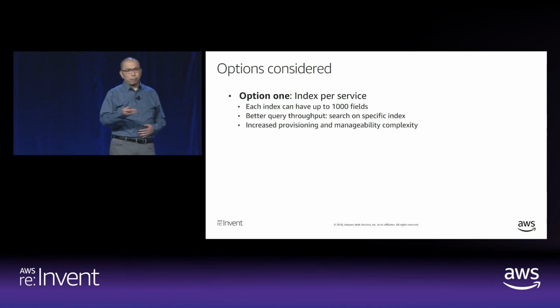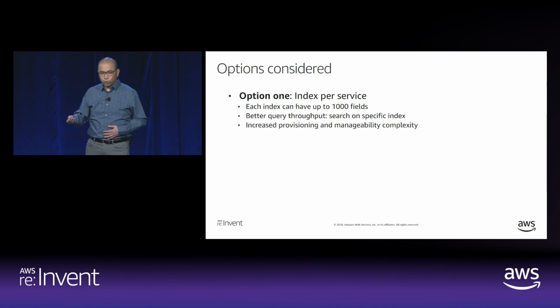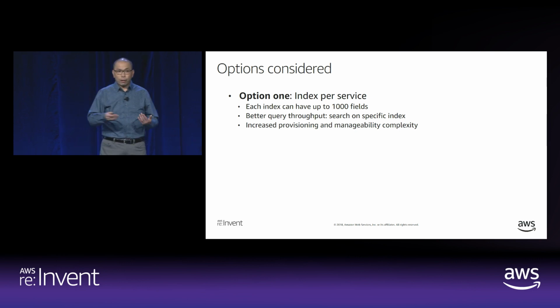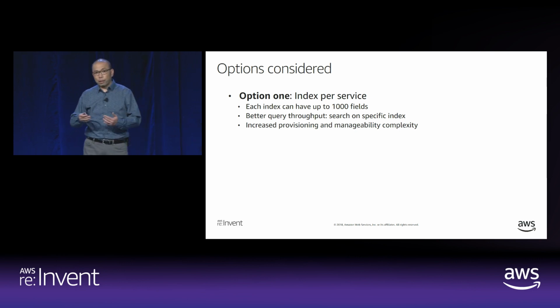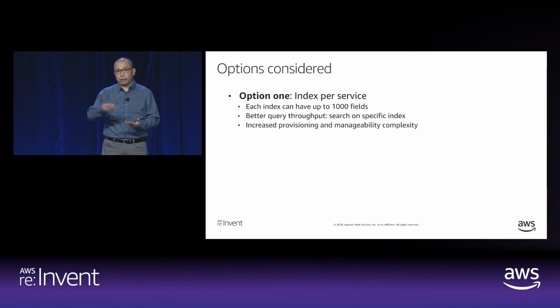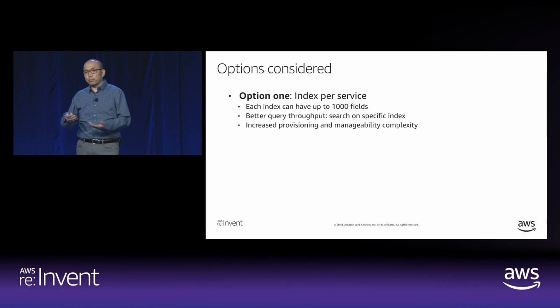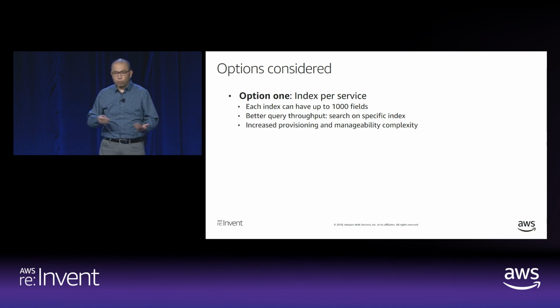Option number one, we put up an index for each service. We've found that it is a pretty good deal for us because most of the services will have much less than 1,000 fields. Some of the bigger ones will have 200 or 300 at most. So this could be a good thing.